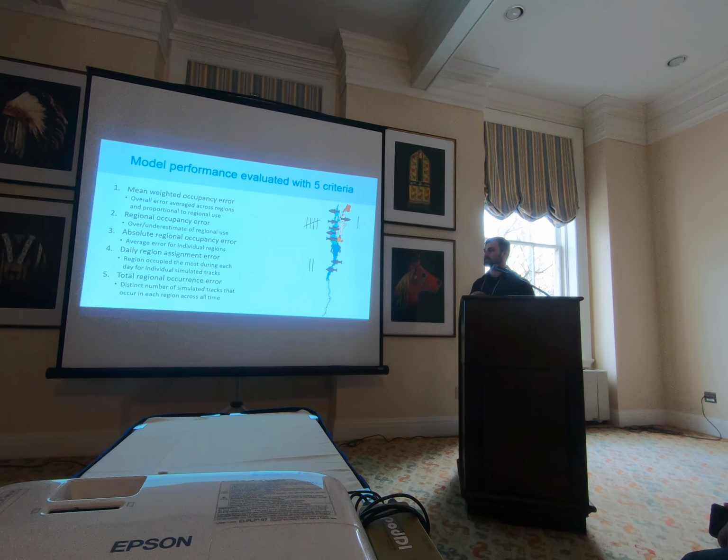And then lastly, the total regional occurrence error. So across the entire duration of each simulation, how many individuals showed up at each of the regions, and how close is that to the actual number of simulations that occurred at some point throughout their entire simulated track in those regions? So it's just a simple count.